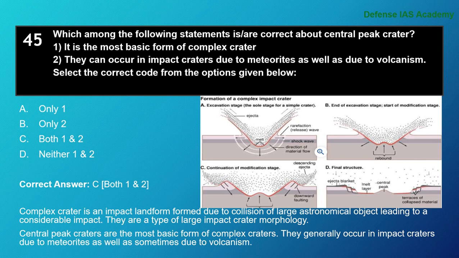A complex crater is an impact landform that is formed due to the collision of a large astronomical object leading to a considerable impact. They are a type of large impact crater morphology. The central peak craters are the most basic form of complex craters. They generally occur in impact craters due to meteorites as well as sometimes due to volcanism.